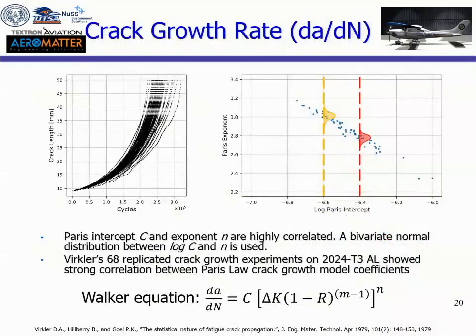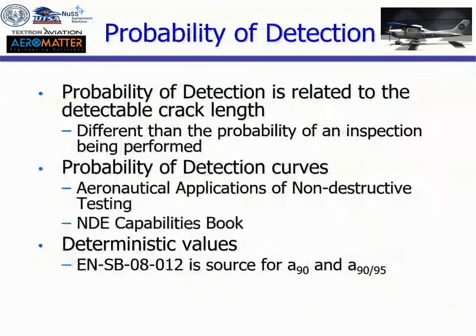Correlated growth rate. Nathan had a nice talk, and this is the example he put together from the Verkler data showing the correlation for each one of these. So we use a bivariate normal distribution. So we'll need a correlation coefficient as well when that information comes out.